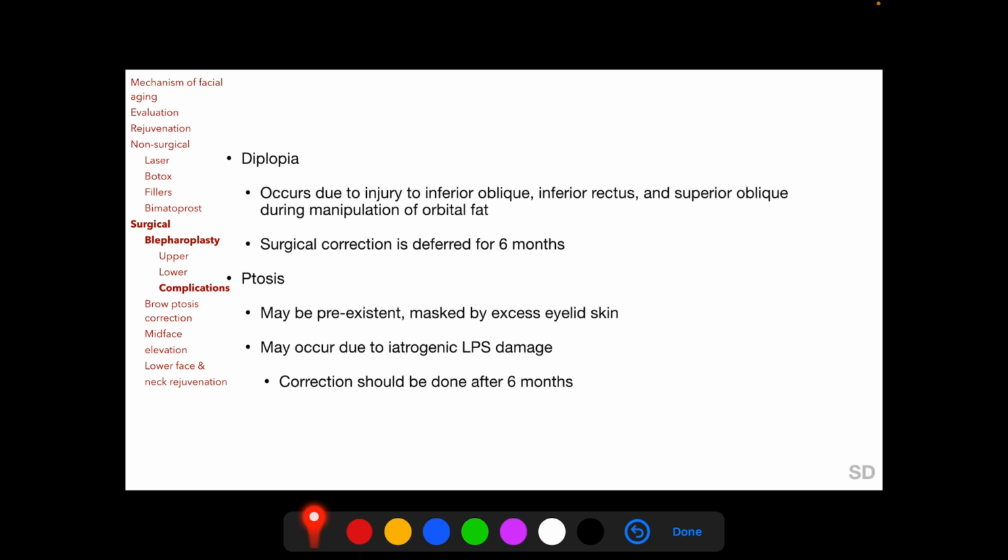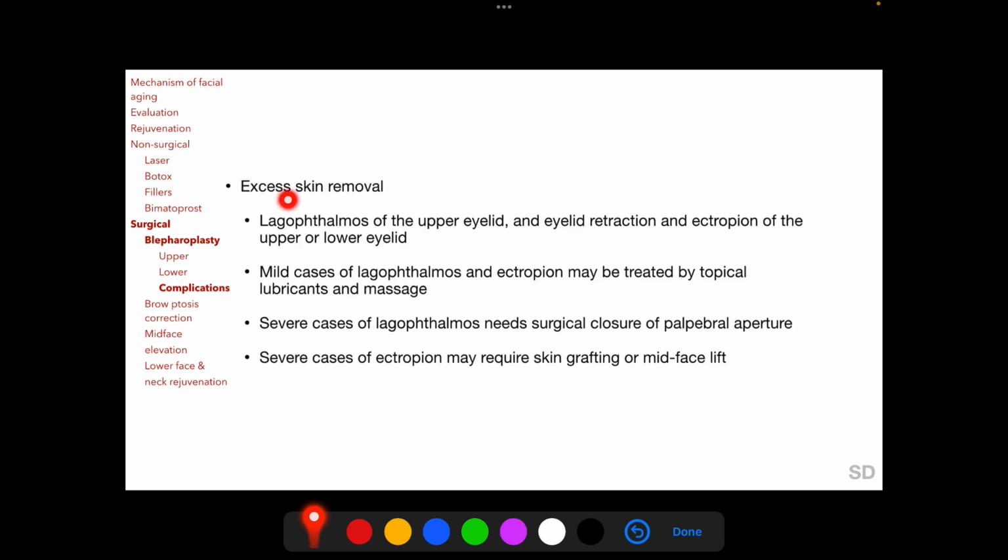time for spontaneous resolution. Excess skin removal, as we have mentioned, can lead to lagophthalmos of the upper eyelid or eyelid retraction and ectropion of the upper as well as the lower eyelid. Mild cases of lagophthalmos and ectropion may be treated by topical lubricants and massage, whereas severe cases of lagophthalmos will need surgical closure of the palpebral aperture, and severe cases of ectropion will need skin grafting with or without mid-face lift.